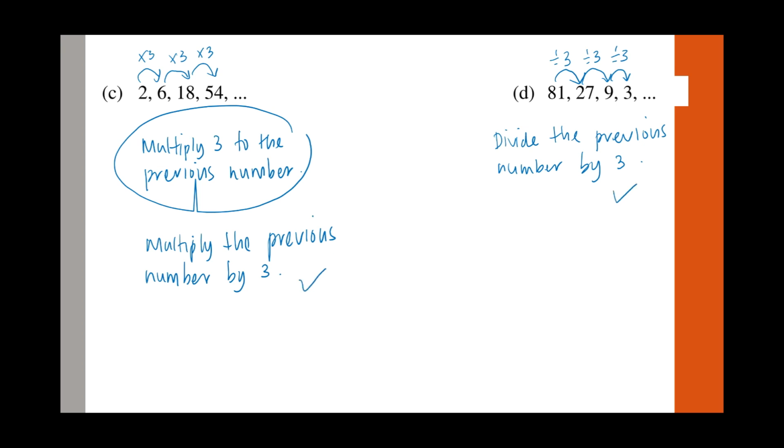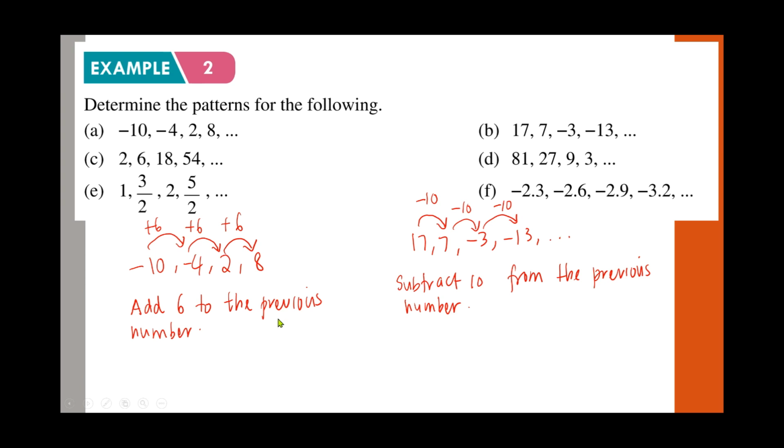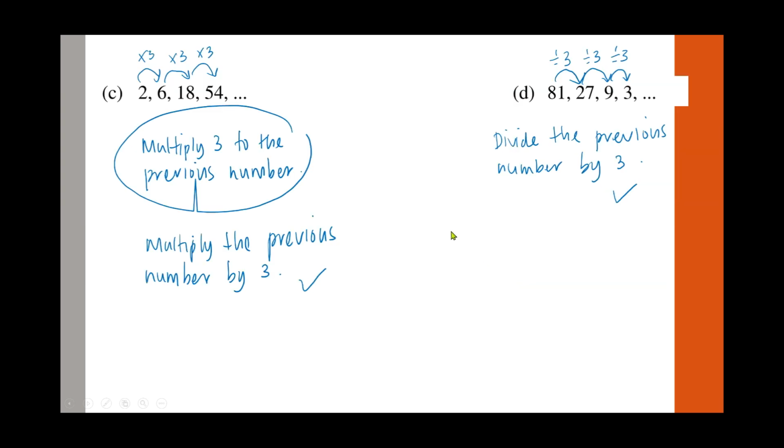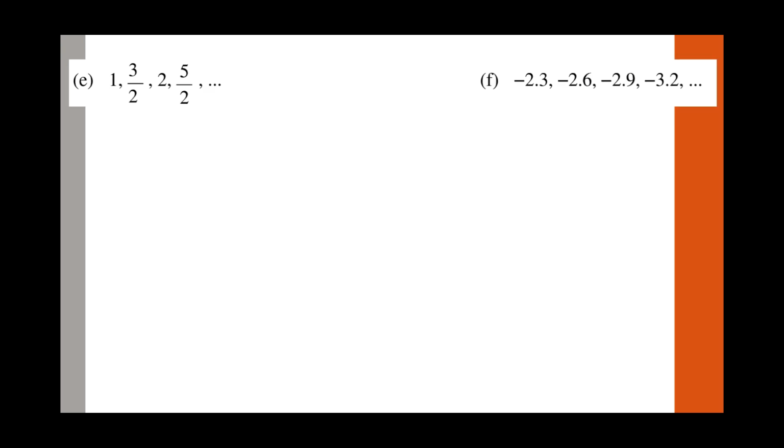When it comes to add and subtract, that will be using the first way of description just now. You see, add 6 to the previous number, subtract 10 from the previous number. So when it comes to multiply and divide, multiply the previous number by 3, divide the previous number by 3. Okay, so that you have a better sentence of writing there. Now we look at E. Do you have any question here? No. Okay, let's carry on.